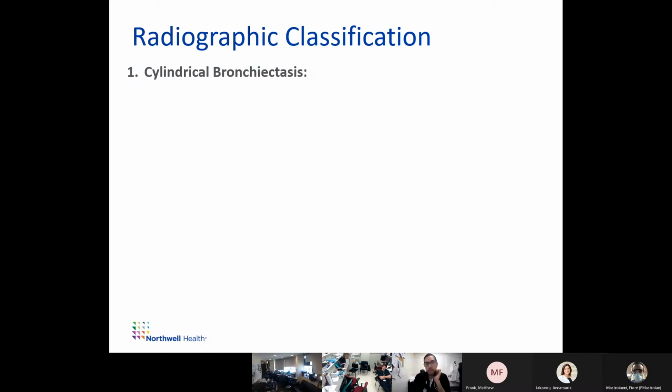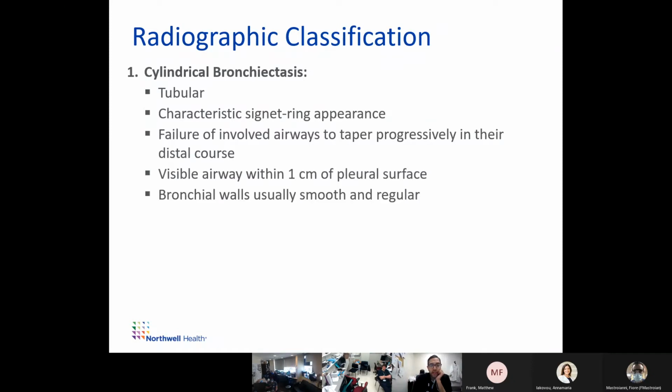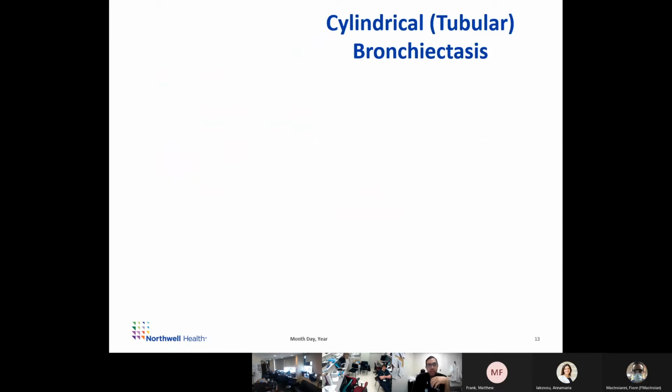So let's talk about cylindrical first briefly. We talked about it's tubular. On cross section, we see the signet ring appearance, and it's really failure of the involved airways to taper progressively in their distal course. And the airway might be visible within a centimeter of the pleural surface. And usually the bronchial walls are smooth and regular, as opposed to, for example, in varicoid bronchiectasis. Here we talk about the tram track sign. And here are some pictures.